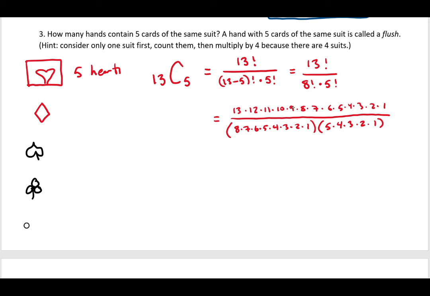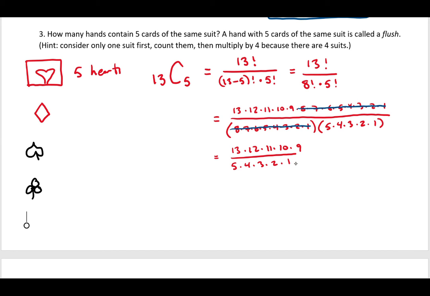And then since we have a fraction here, there are common multiples on the top and the bottom. On the top, you see the numbers 1 through 8 multiplied together. That 1 through 8 on the top cancels the 1 through 8 on the bottom. So we have 13 times 12 times 11 times 10 times 9. That's what's left on top, divided by 5 times 4 times 3 times 2 times 1.